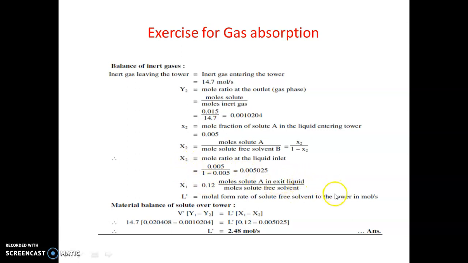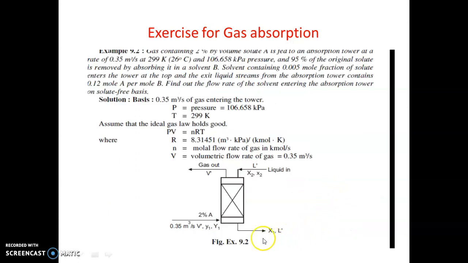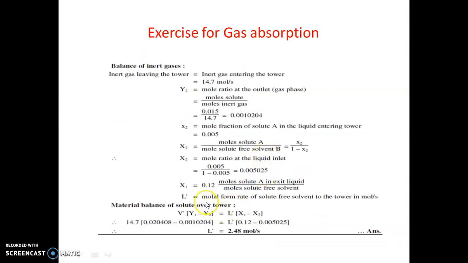And in the problem x1 is already given. So x1 is here. That x1 is already given directly. So we have to take that x1 in that material balance equation. We have to put all the values in this material balance equation. So we have V dash, we have calculated y1, y2, x1, and x2 we have also obtained, and from that we have to calculate the value of L dash. So solving this equation we get L dash equal to 2.48 moles per second.